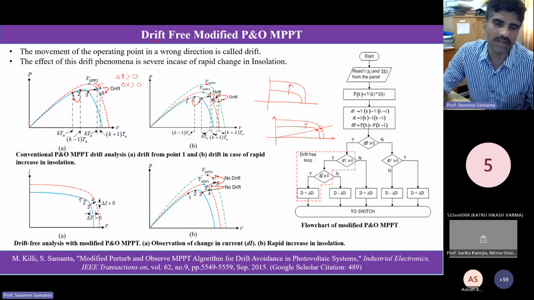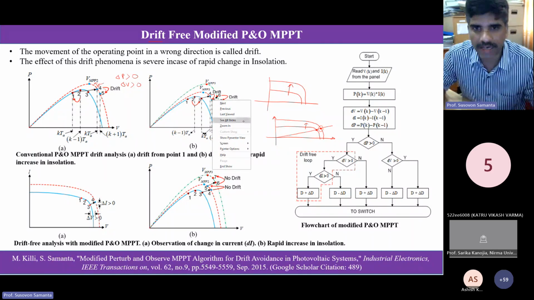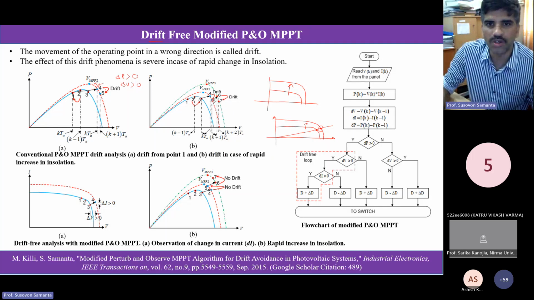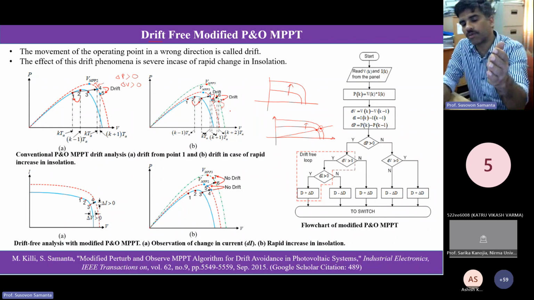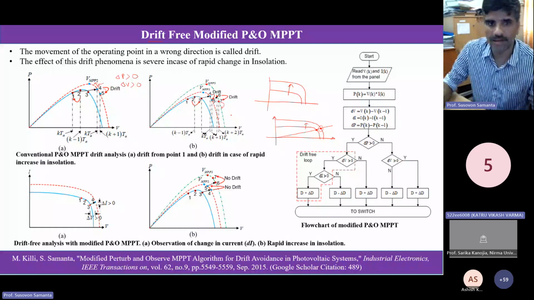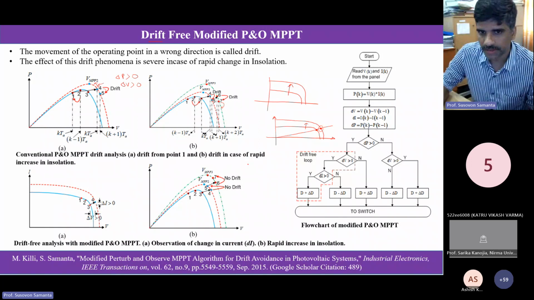Suppose you take a scenario where it will move to 4, but initially it takes a wrong decision, it goes to 5, and when it reaches 5, again there is a change in the irradiation. So it will again move to 6. Then at 6 it will move to 7. So ultimately it may happen that it continuously goes away from the MPP point for rapid increase in insolation, and this is called the drift problem.